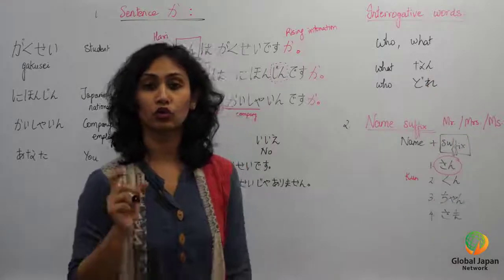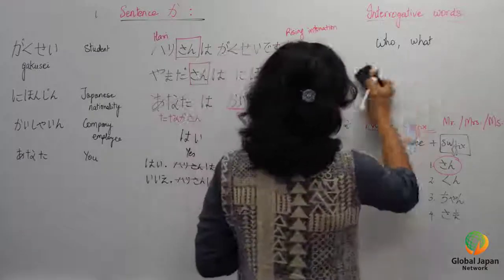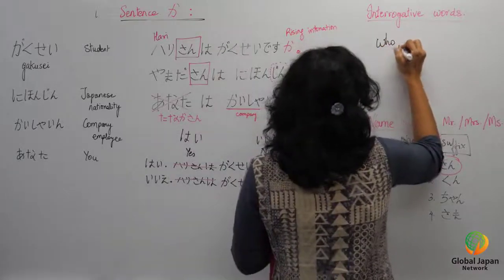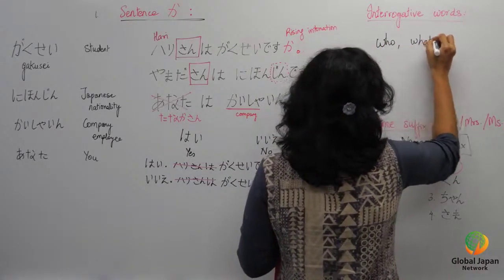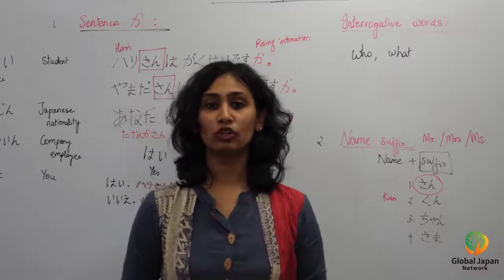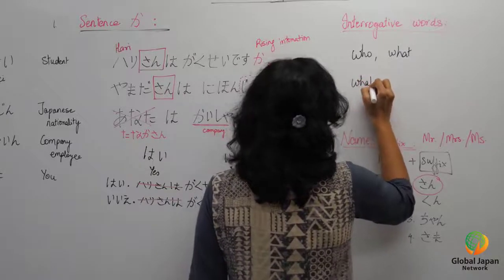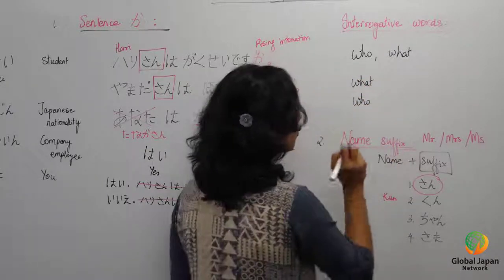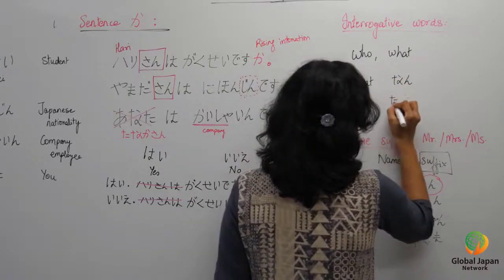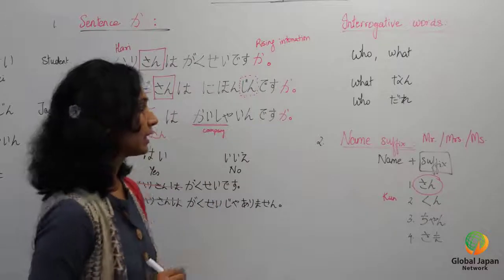Interrogative words: by this I mean the English equivalent of what, when, who, where. There are many interrogative words in Japanese, but for now I would like to introduce just two words, and they are what and who. What is nani, and who is dare.